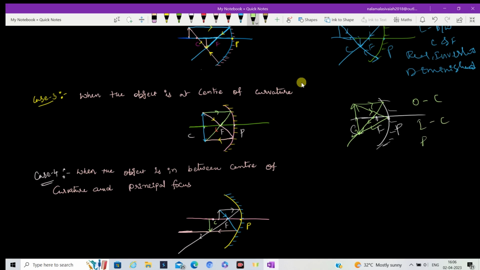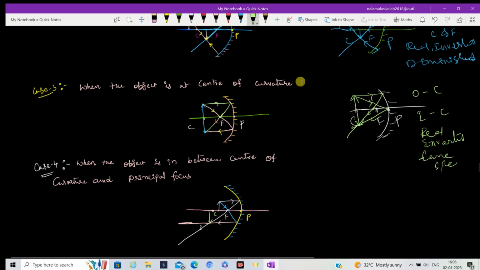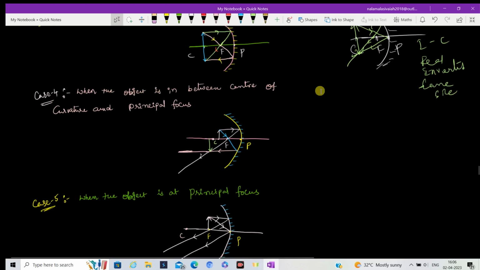What is the nature of the image? A real, inverted, and same size image will be formed at the center of curvature. And coming to the fourth case, when the object is placed between the center of curvature and focus. Taking the pole, focus and center of curvature, if the object is placed between the center of curvature and focus, the image is formed beyond the center of curvature, so the image is forming here.